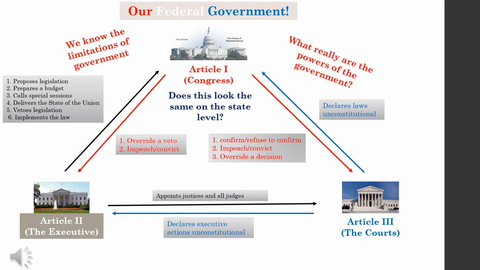And does this look the same on the state level? Is Virginia government designed exactly the same as the federal government? And do both governments exist for the same reason? Today, we begin to answer these questions. And with that said, go to the next slide.